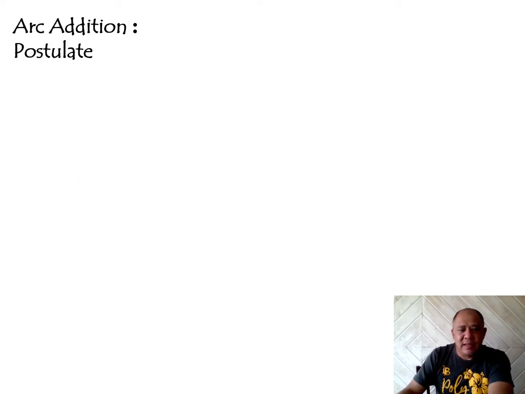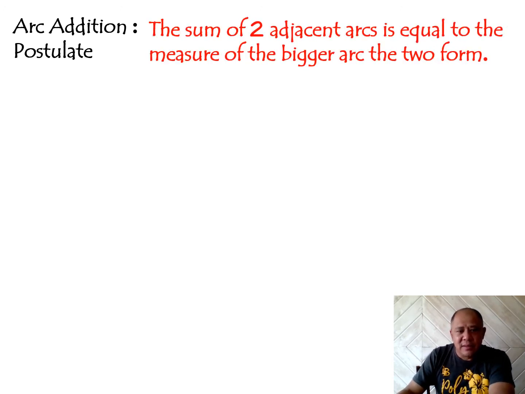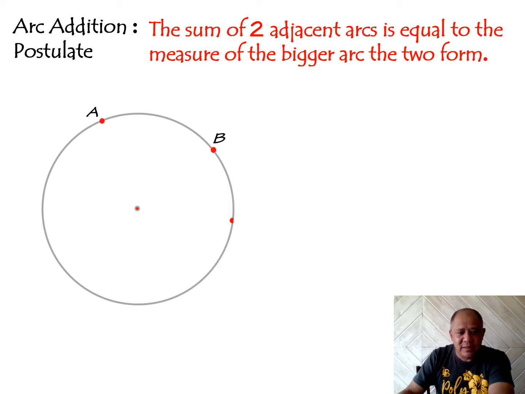Okay, let's examine the arc addition postulate. And you can guess what that is. Arc addition. What does that mean? It means when you add up two smaller arcs, you get the bigger arc. So the sum of two adjacent arcs is equal to the bigger arc that the two of them form. So let's take a look at this circle here.